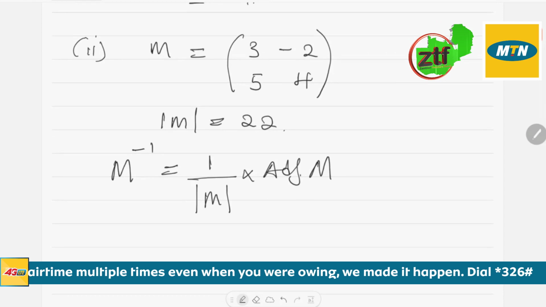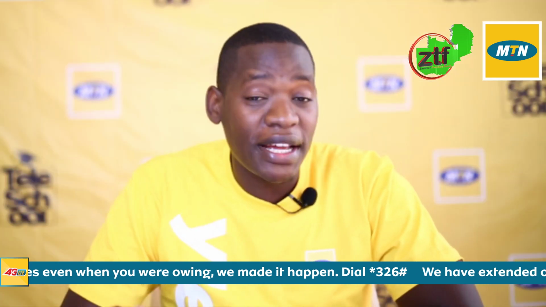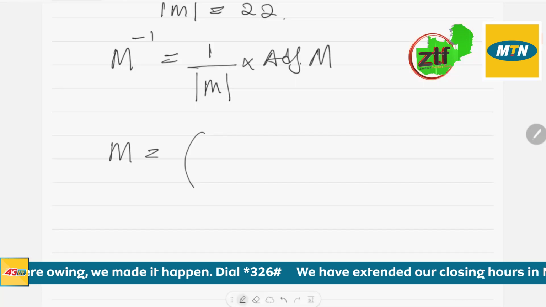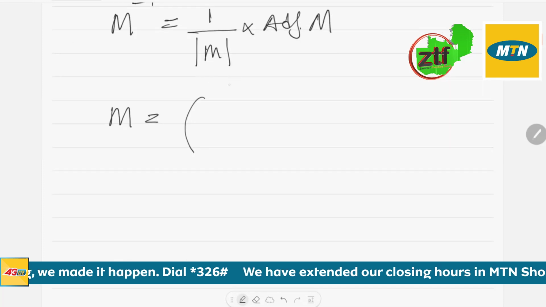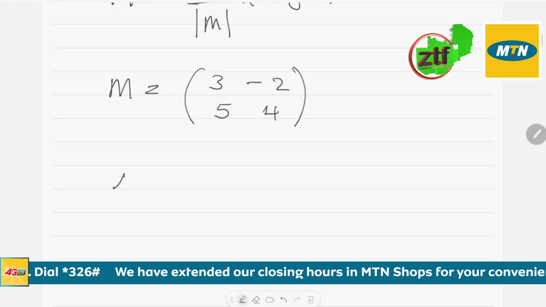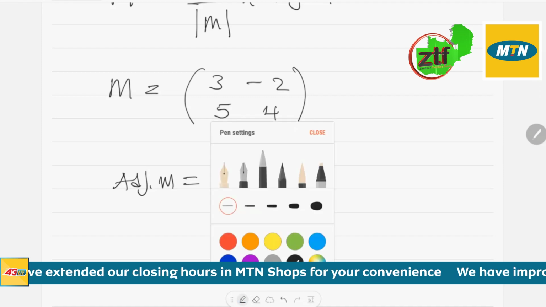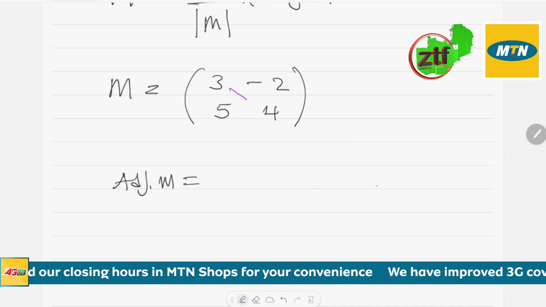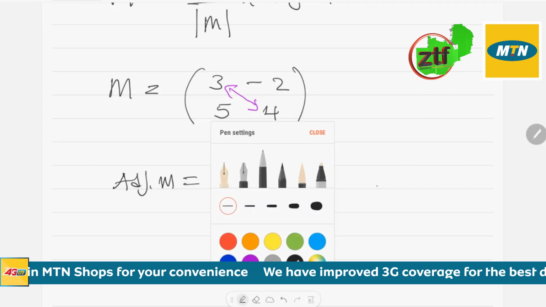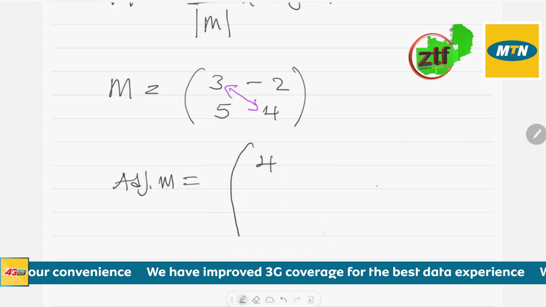All right. So, how do you find the adjoint of the matrix M, which in this case is a 2 by 2 matrix? Let's say we have matrix M, which is 3, -2, 5, 4. For the adjoint of matrix M, the numbers 4 and 3 in the major diagonal will switch positions. So we are going to have 4, and then you have a 3 there.